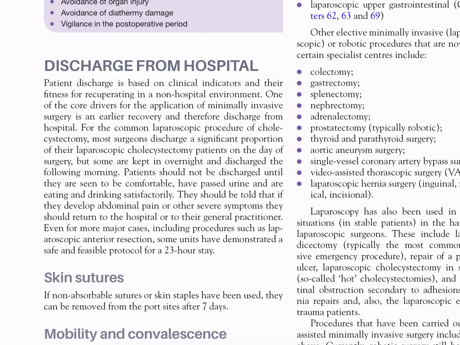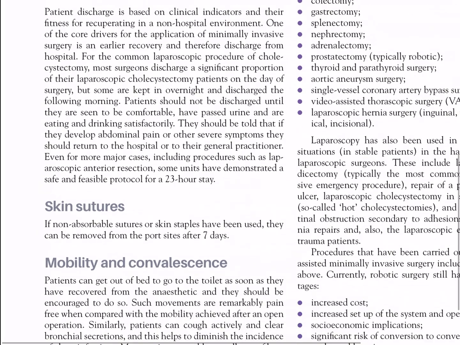Patients should not be discharged until they are seen to be comfortable, have passed urine and are eating and drinking satisfactorily. They should be told that if they develop abdominal pain and other severe symptoms, they should return to the hospital or to their general practitioner. Even for more major cases, including procedures such as laparoscopic anterior resection, some units have demonstrated a safe and feasible protocol for a 23-hour stay.